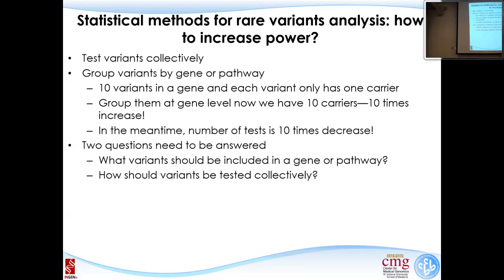So the idea is, instead of testing them one by one, we test them collectively. We group them together based on a gene or a pathway. For example, if you have 10 variants in a gene, and in your sample you see only one carrier for each variant, instead of testing them one by one, we group them together, and now we have 10 carriers. And another thing, because you group the variants together, the number of tests you perform decreases.